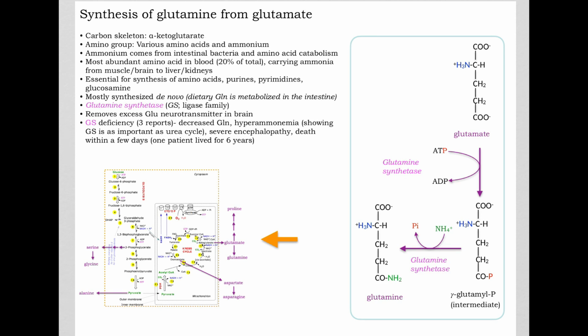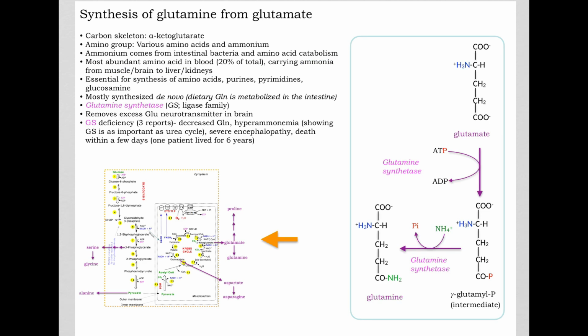Most of the ammonia in our body comes from metabolism by intestinal bacteria. Some of it also comes from the breakdown of amino acids. Now, glutamine is the most abundant amino acid in our bloodstream. It forms about 20% of the total amino acids that we see in our bloodstream, and it's responsible for carrying the ammonium from the muscles and the brain to the liver and kidneys for subsequent excretion.